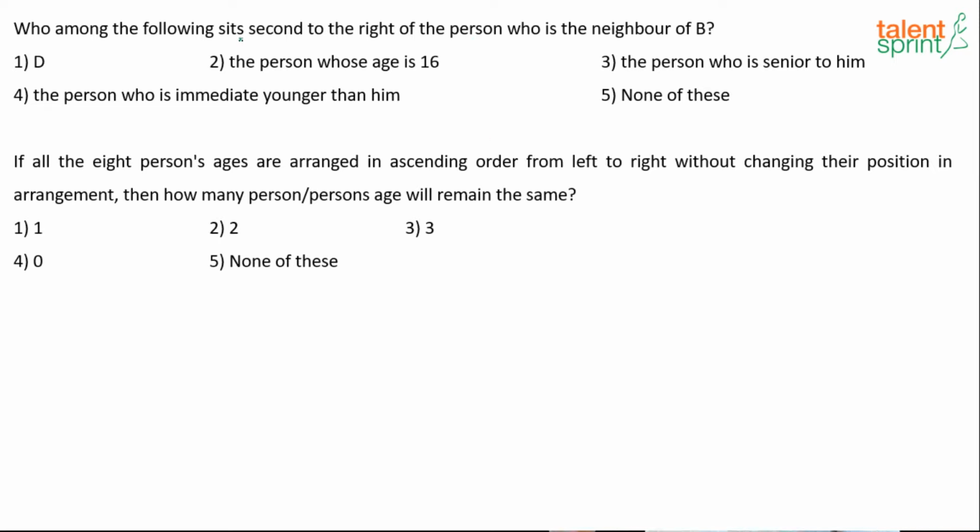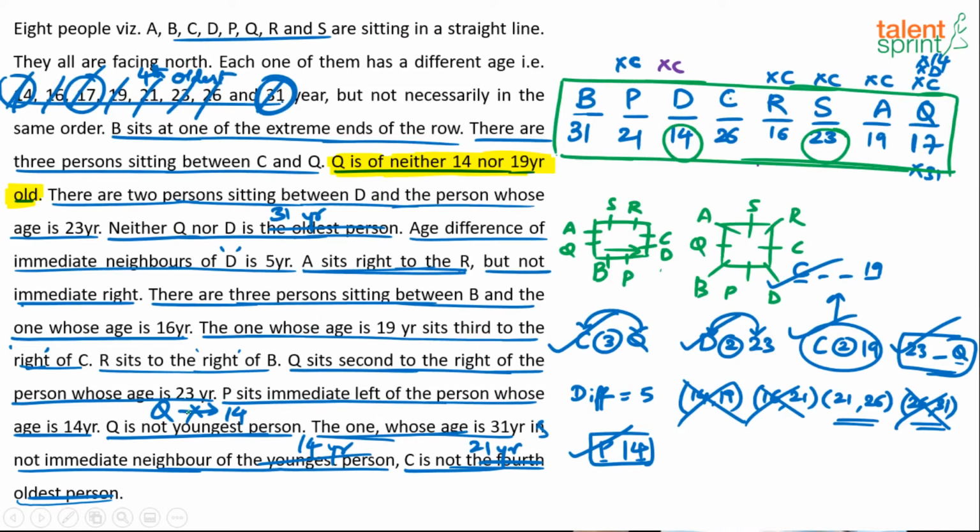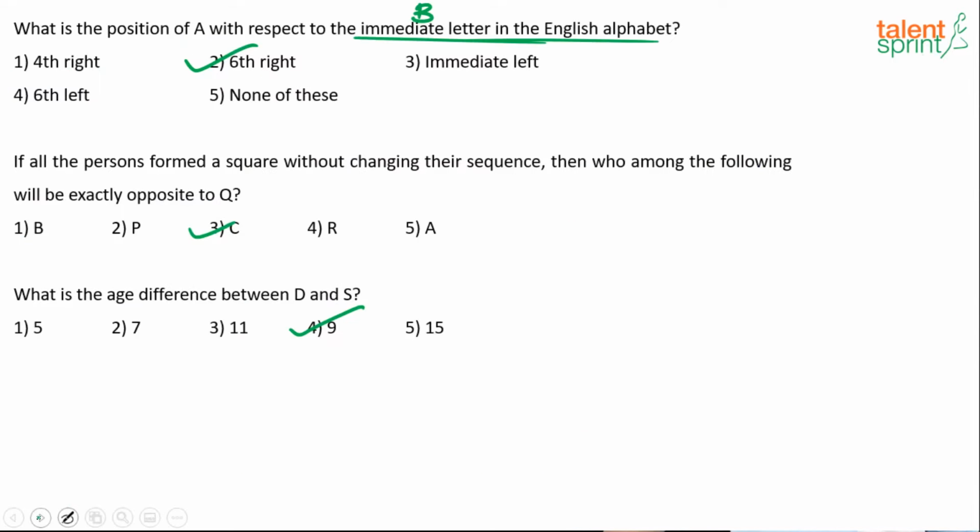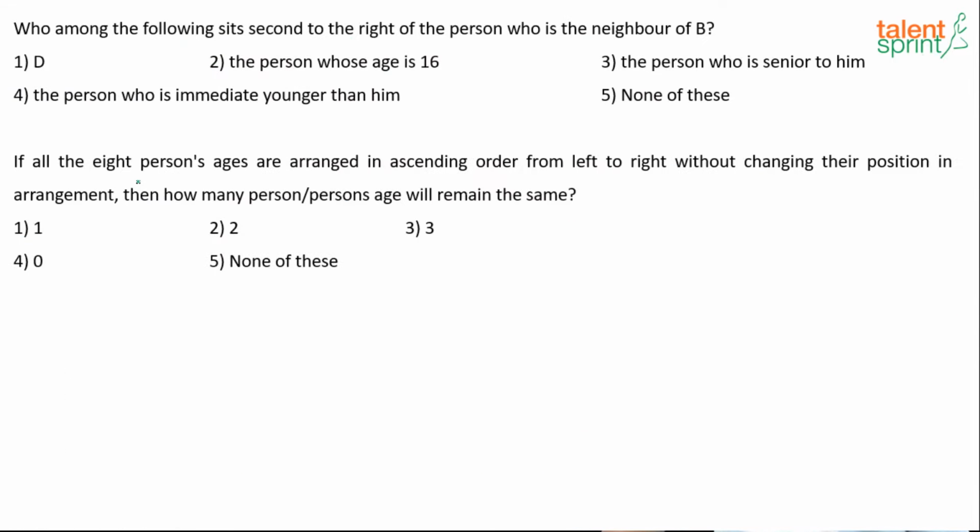Who among the following sits second to the right of the person who is the neighbor of B? First of all, who is the neighbor of B? P is the neighbor of B. Now second to the right of the person who is the neighbor of B, meaning second to the right of P. Who is second to the right of P? C. First right, second right. So C is the answer. C is second to the right of the person who is the neighbor of B.